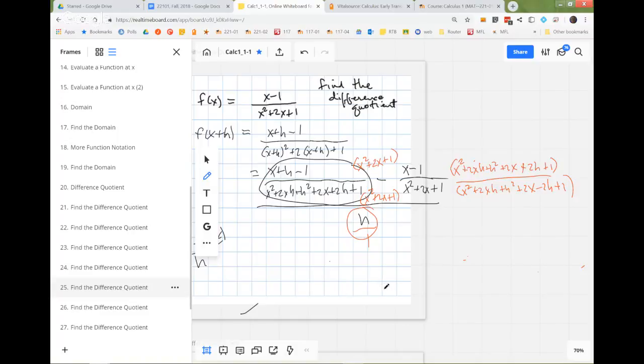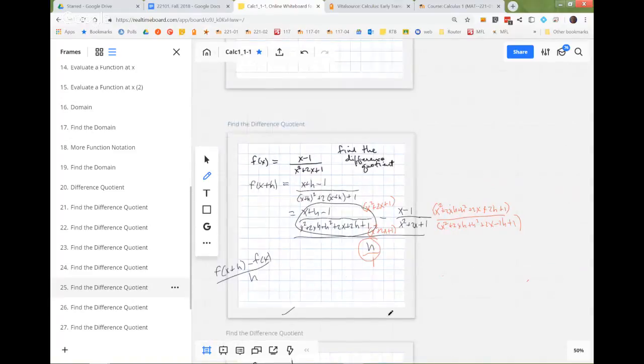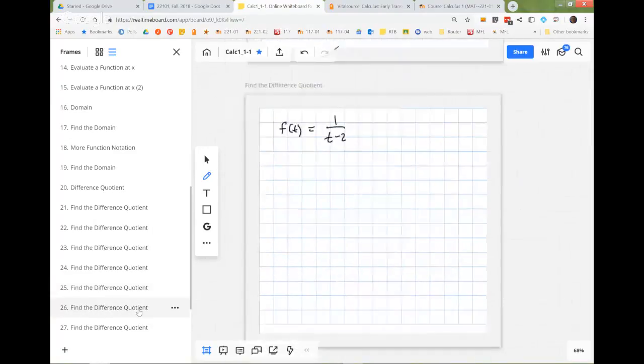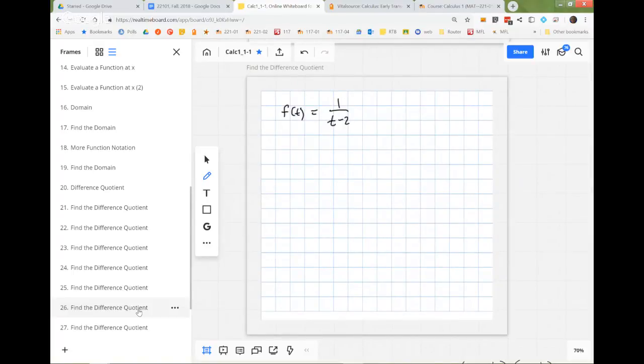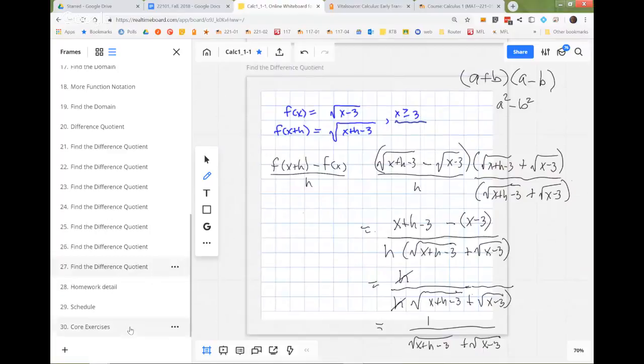I don't know if we have enough time to finish this with 3 minutes left, so I'll finish it, and we can finish it tomorrow. Okay, so you can see I'm trying to really concentrate on difference quotients. Here's another fraction. It might have been an easier one to start with because it's a simpler fraction. We can do that. We need to know how to do that.